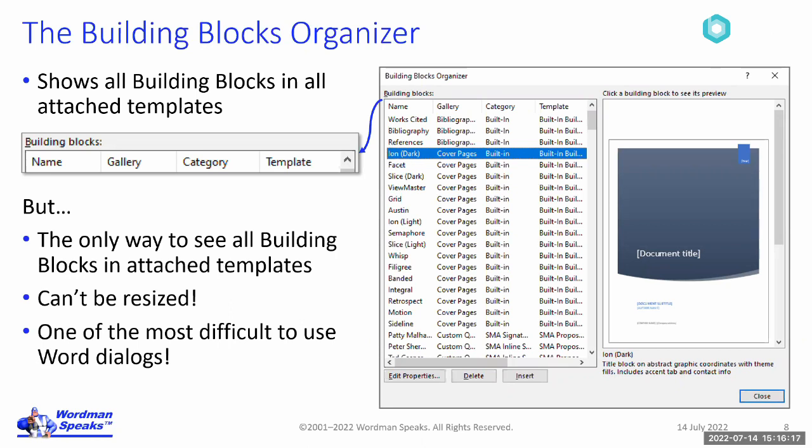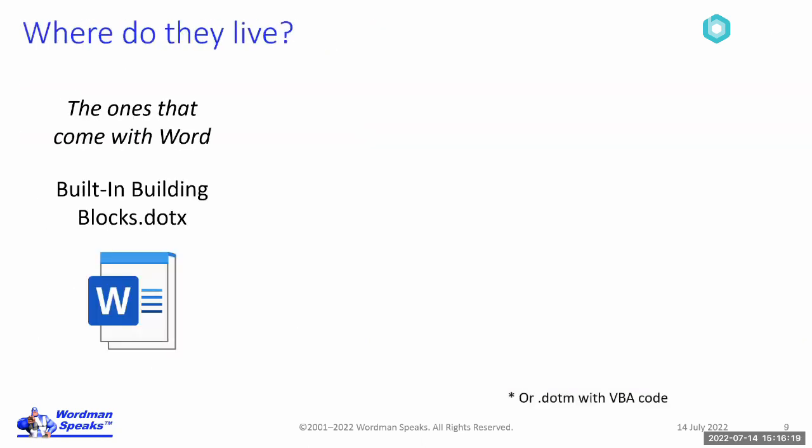So where do building blocks live? The ones that come with Word, all the ones I showed earlier, the text boxes, the cover images, the page numbers, all that stuff, they all live in a file called built-in building blocks.dotx. You'll see it's a .dotx, which means it's a template.